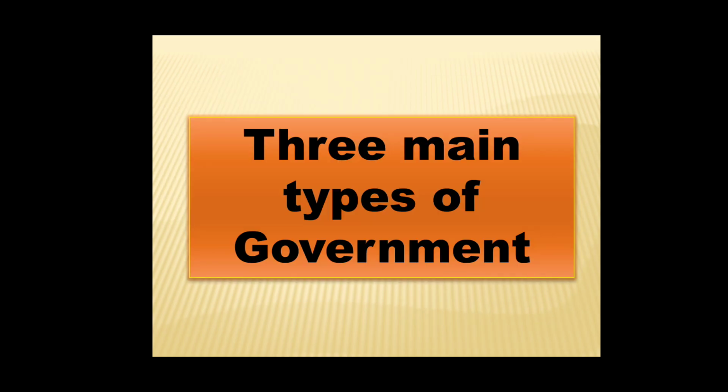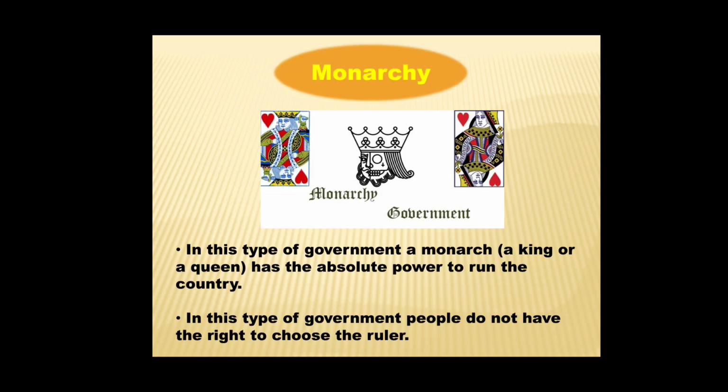Three main types of government. Basically, governments are of three main types. What are they? First, monarchy. In this type of government, a monarch, a king or a queen, has the absolute power to run the country, who rules the country.